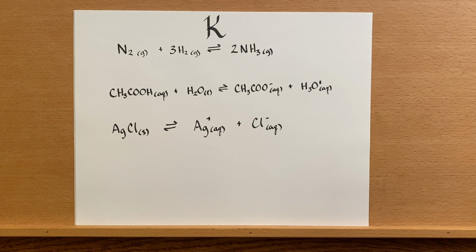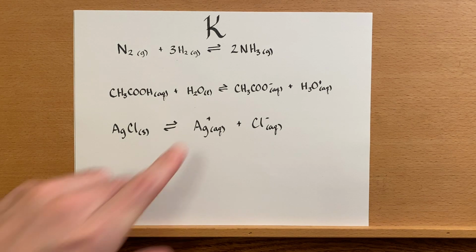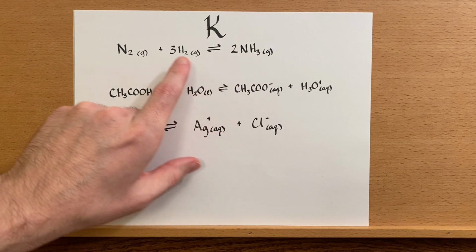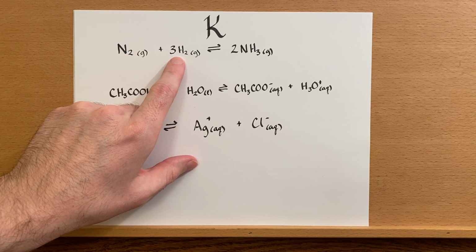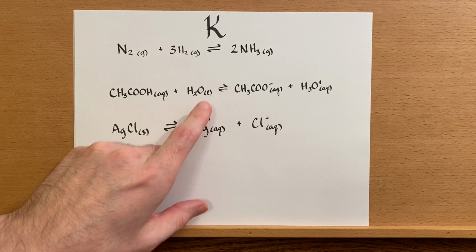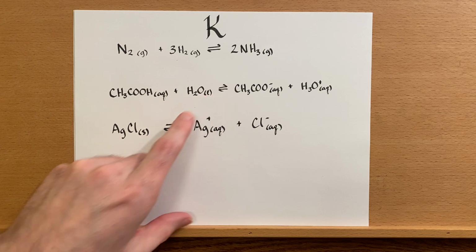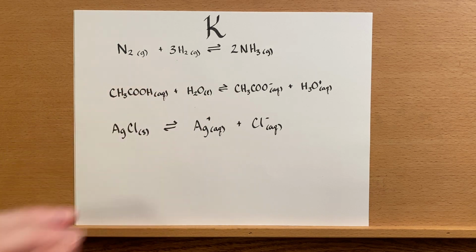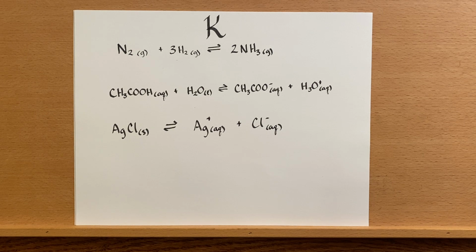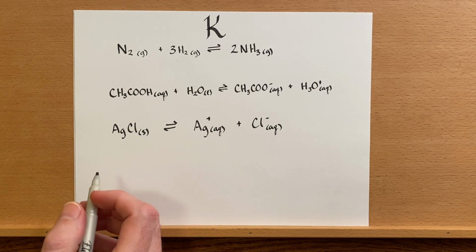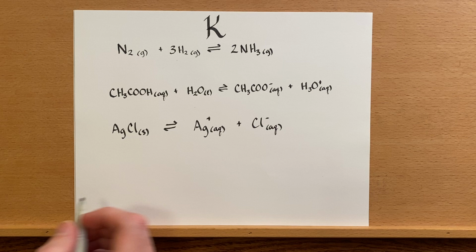Now, before I did indicate that we choose products over reactants, but what do we do when we have two of those products and several reactants? And what do we do when we have things that are liquid or solid or aqueous or gases? All of these things are very important to consider and affect how we write the equilibrium constant expression. So let's look at the first equation.